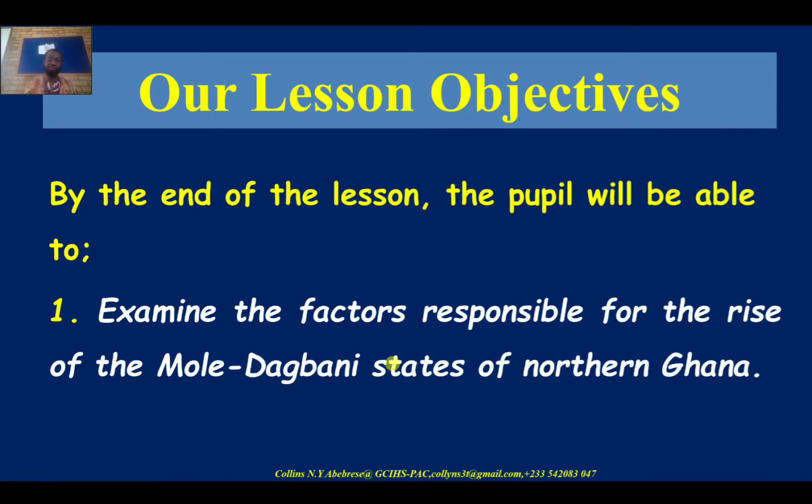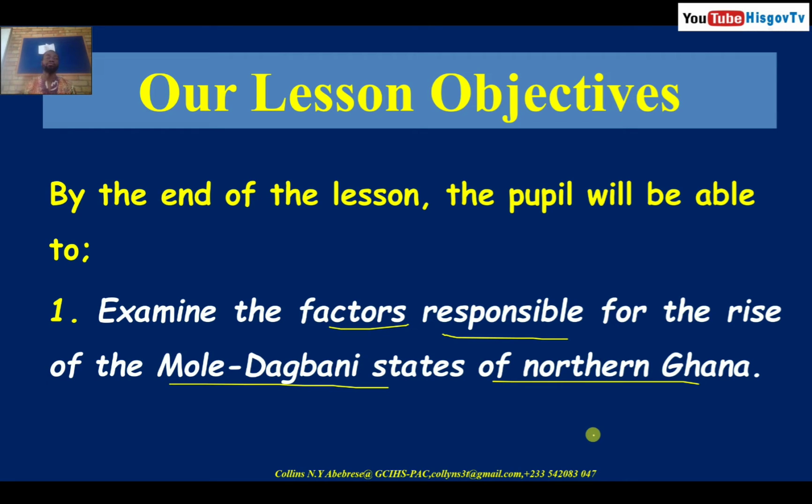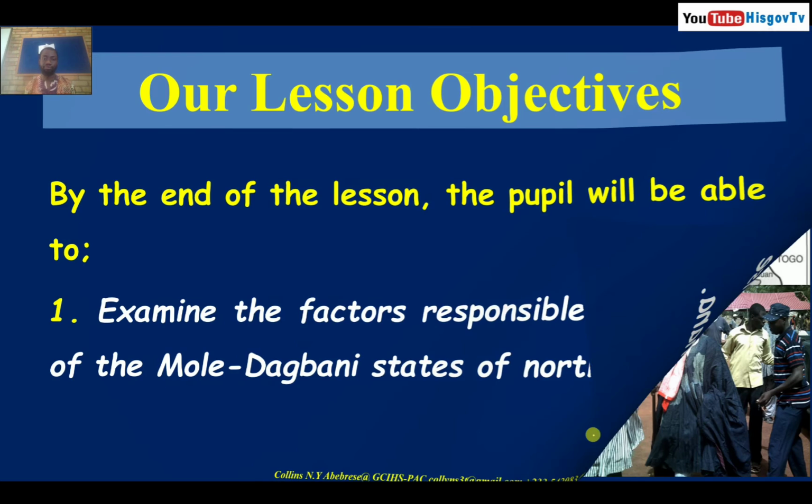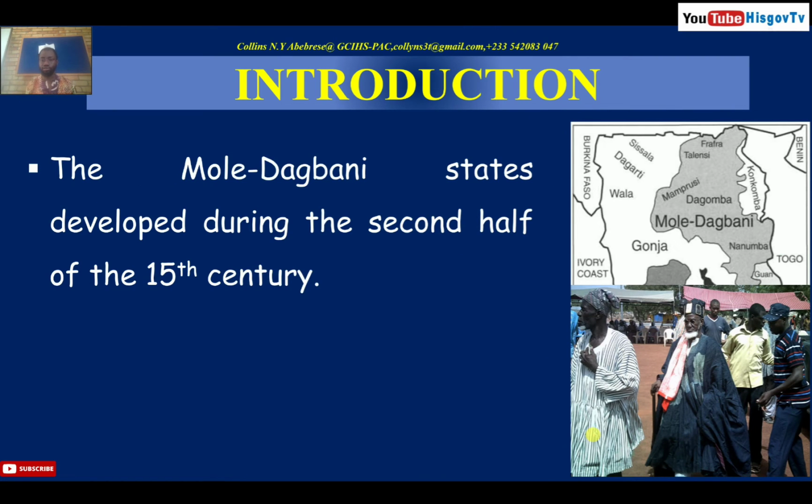Our lesson objective is very simple: by the end of this lesson, you will be able to examine the factors responsible for the rise of the Mole-Dagbani states. So you should be able to look at the factors that enabled the Mole-Dagbani states to rise in the northern part of Ghana. And don't forget that the Mole-Dagbani State was one of the powerful states that emerged in the northern part of Ghana. So let's look at the state.